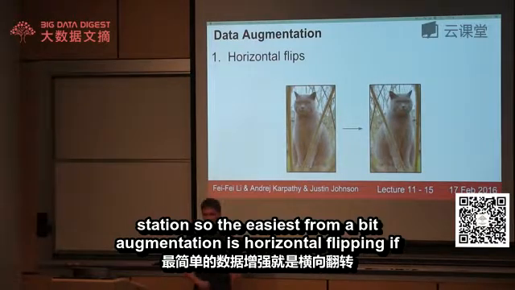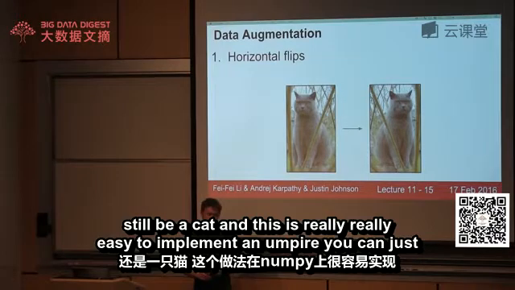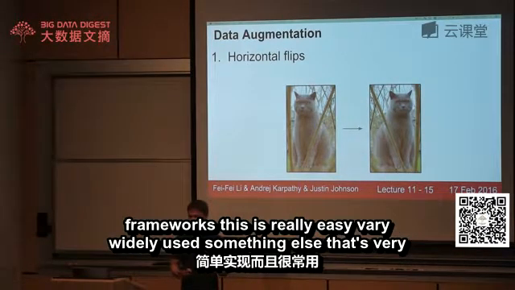The easiest form of data augmentation is horizontal flipping. If we take this cat and we look at the mirror image, it should still be a cat. And this is really, really easy to implement. In NumPy, you can just do it with a single line of code. Similarly easy in Torch and other frameworks. This is really easy, very widely used.